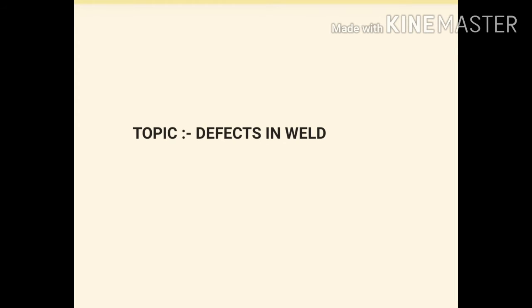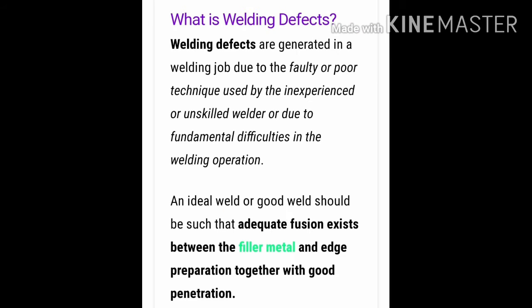Topic is defects in weld. What are welding defects? Welding defects are generated in the welding job due to faulty or poor techniques used by the inexperienced or unskilled welder, or due to fundamental difficulties in the welding operation. An ideal weld or good weld should be such that adequate fusion exists between the filler metals and the edge preparation, together with a good penetration.